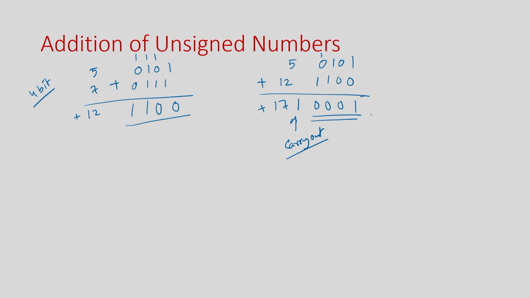And if you express this 17, it is basically 2 to the power 4 plus 2 to the power 0, and the rest of the bits are 0. Bits are numbered 0 1 2 3 4. So, this is my carry bit, because I have 4 bits and I cannot keep the 5th bit. So, this will go as a carry out. So, when you do this addition of 2 unsigned numbers, you should have a carry out bit.